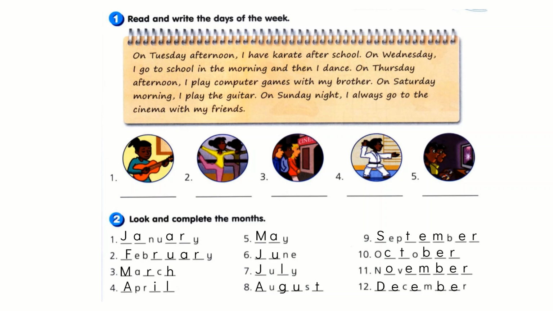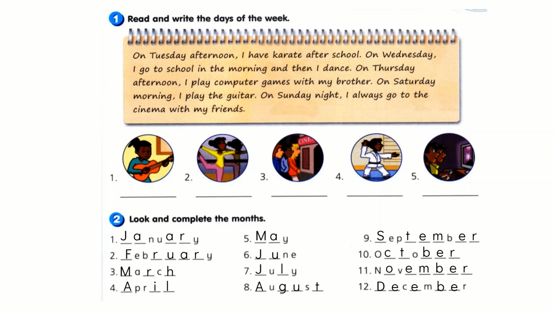For the first activity, please read the text. On Tuesday afternoon, I have karate after school. On Wednesday, I go to school in the morning and then I dance. On Thursday afternoon, I play computer games with my brother. On Saturday morning, I play the guitar. On Sunday night, I always go to the cinema with my friends.